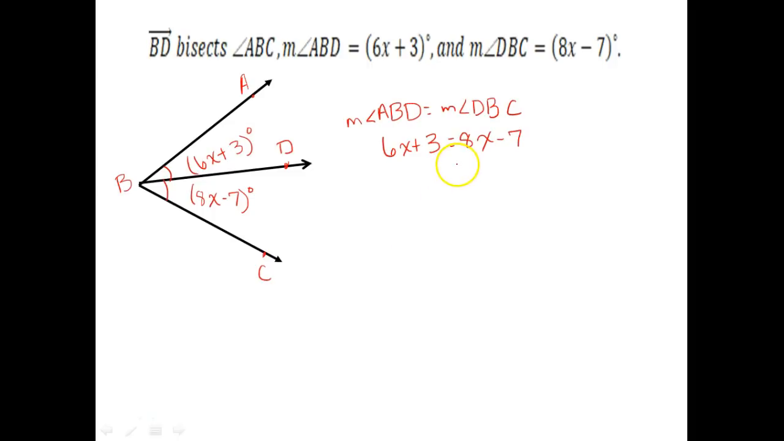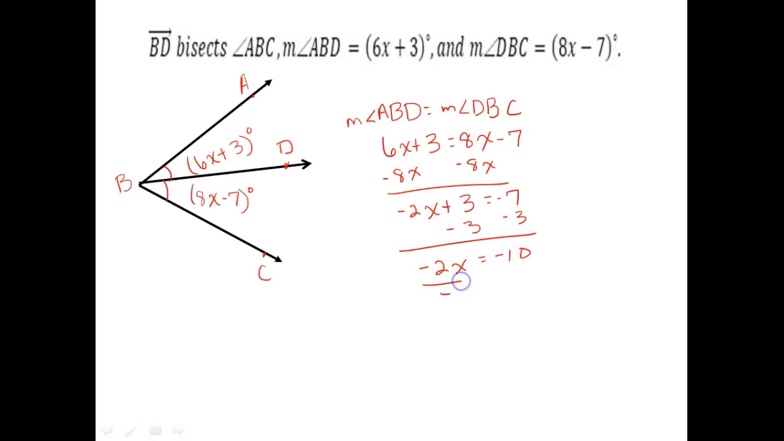All right, let's subtract 8x from both sides. I have negative 2x plus 3 equals negative 7. I subtract 3 from both sides. I have negative 2x equals negative 10. Divide both sides by negative 2, and x equals positive 5. All right, so x equals 5.